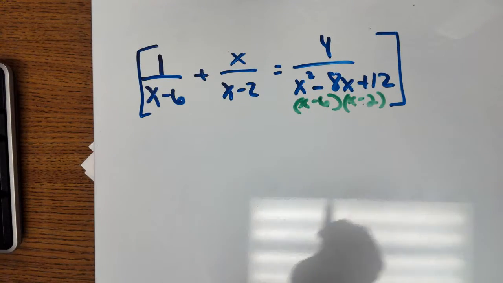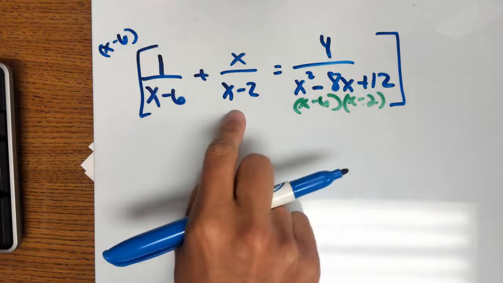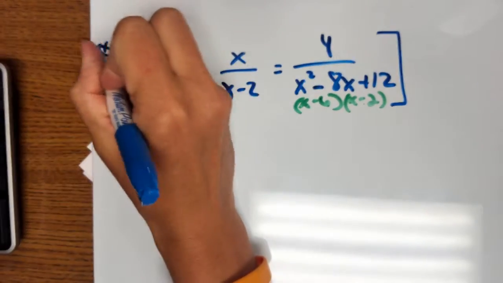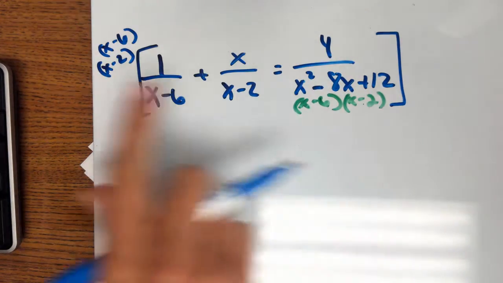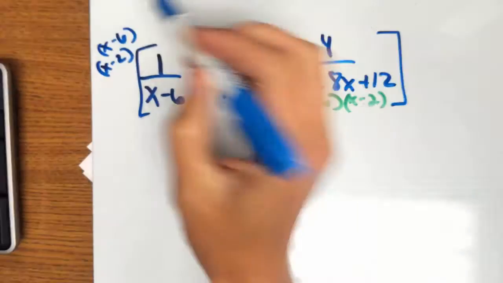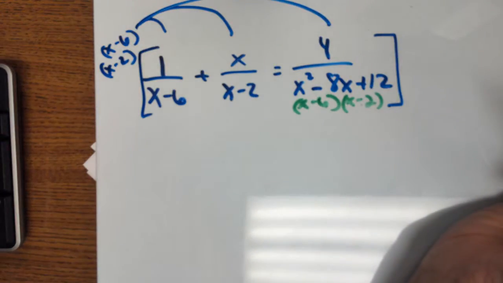find in the denominator. So I see an x minus 6. I'm going to list that up here. And you go to the next fraction, x minus 2. That's not a repeat, so we're going to list it. Then we come here and we have x minus 6 and x minus 2, which are already listed, so we just leave them. Both of these are going to go to all three fractions.